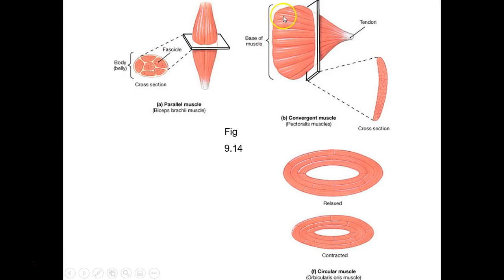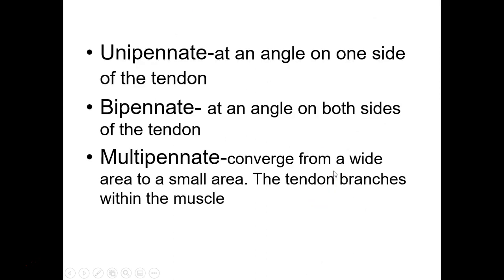Here's a convergent. So let's see the way the fascicles are converging onto this tendon. So this would be pectoralis major, right there in your chest. That's a great example. And then here's circular, right? Going in a circle, basically. And so orbicularis oris, remember around your lips, that's a great example of that.